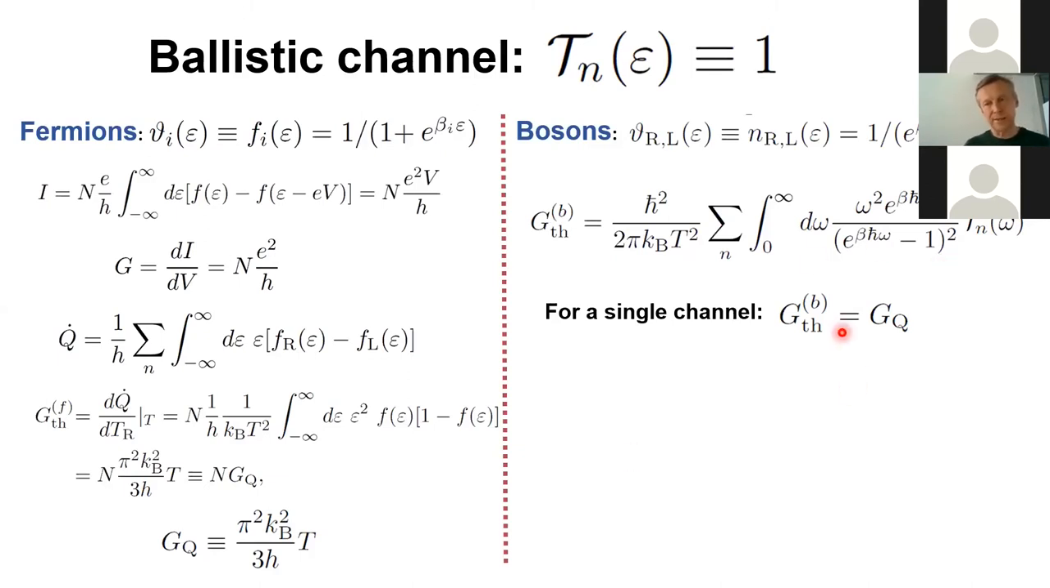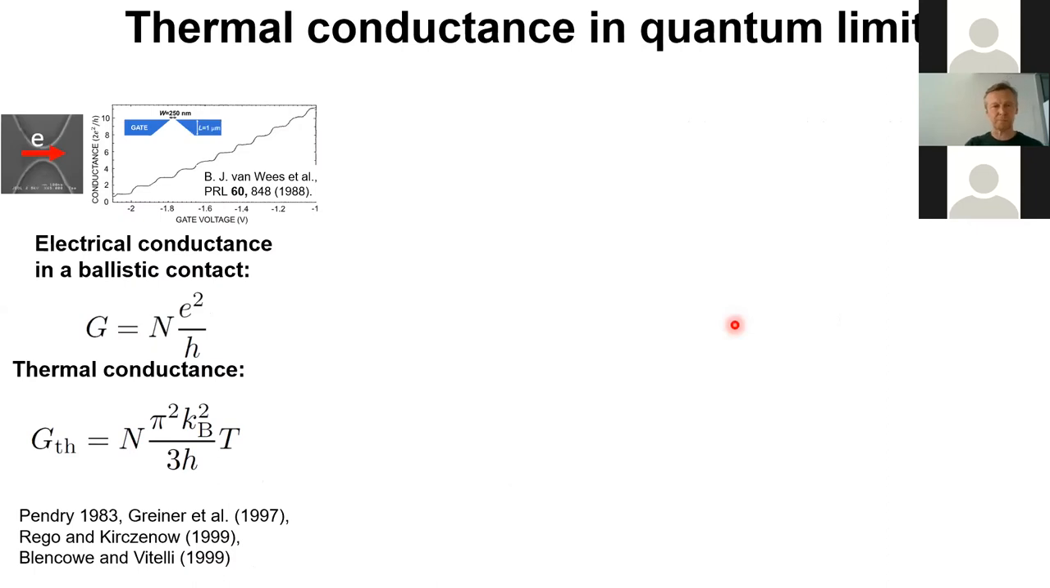And the important thing is that this applies to any carriers, not only electrons. For bosons, the integral is easy to do also, and you get the same answer. And even for anyons, for fractional charges, you can get the same answer. So there's no relation to the statistics of the particles. You always have this, that the thermal conductance is quantized in units of this.